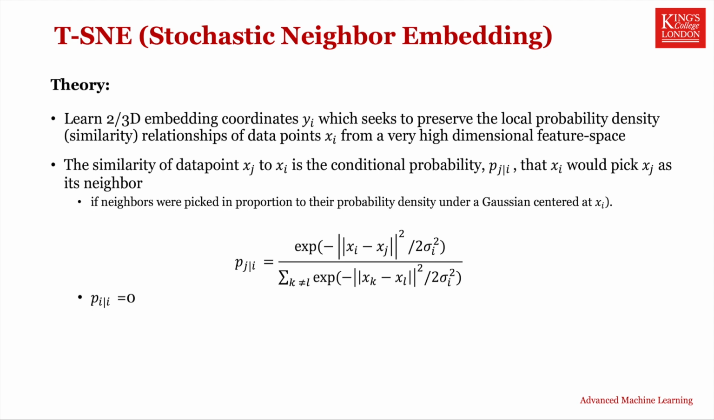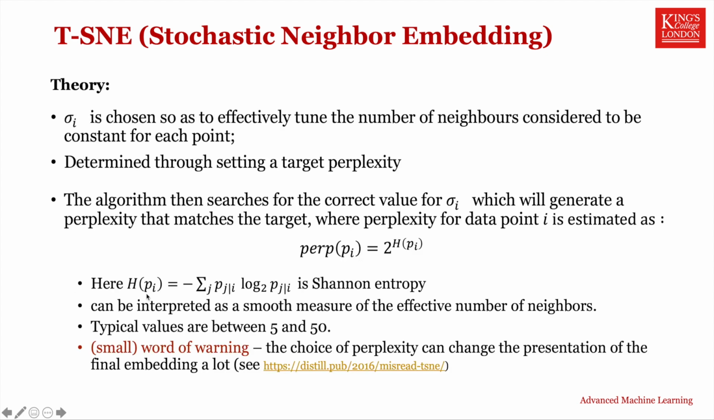such that the probability that some point j would pick i as one of its neighbours is given by the following expression, where a point cannot pick itself as a neighbour, and the variance term sigma_i is tuned for each point in order to fix the number of neighbours considered by each point as constant irrespective of the local point density. This is achieved by setting a perplexity parameter, where during optimization, t-SNE performs a search for the value of sigma that produces a probability distribution with perplexity equal to this target value. This perplexity itself is estimated from the Shannon entropy.